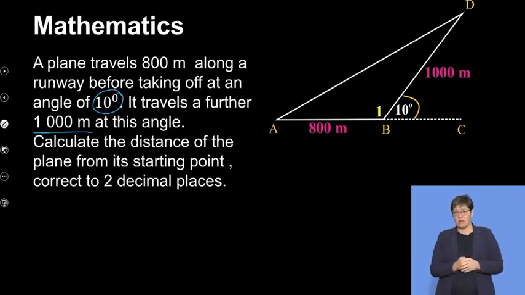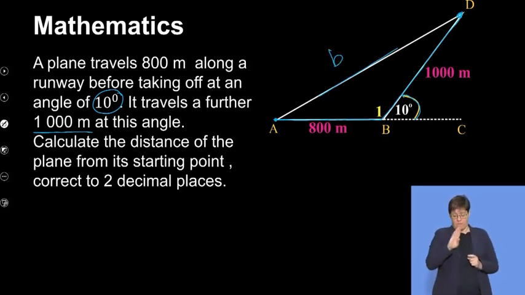So we have our diagram here. Let's go and analyze our diagram. The plane starts off here. It travels on the runway for 800 meters, and then it takes off at an angle of 10 degrees for 1,000 meters. And they want us to calculate how far the plane is from its starting point. So this is where it is now, and they want us to calculate this side. If you look at our triangle, this side is little b because it's across from the angle B.